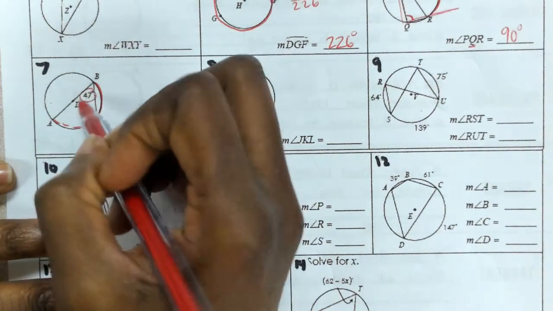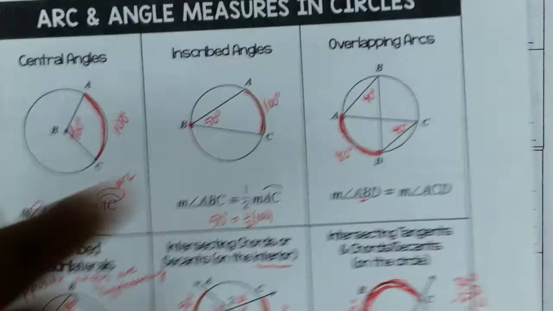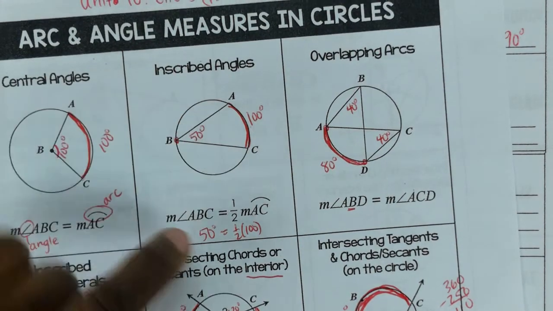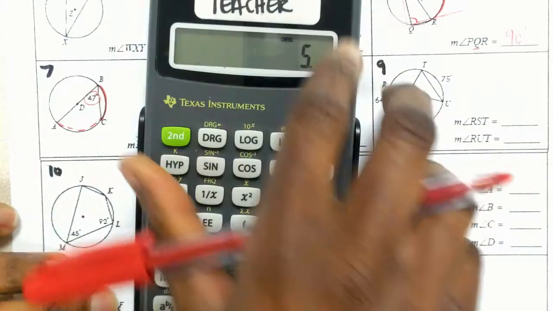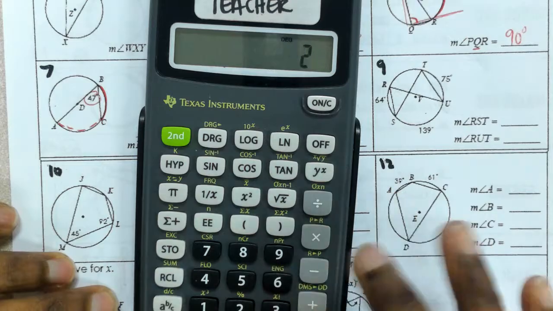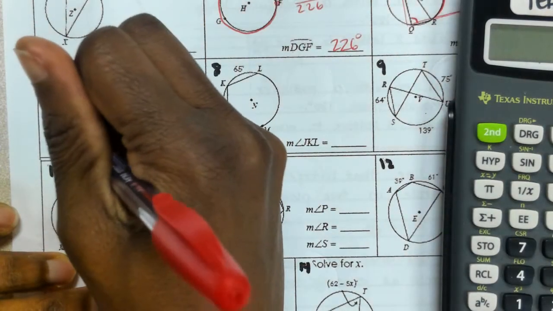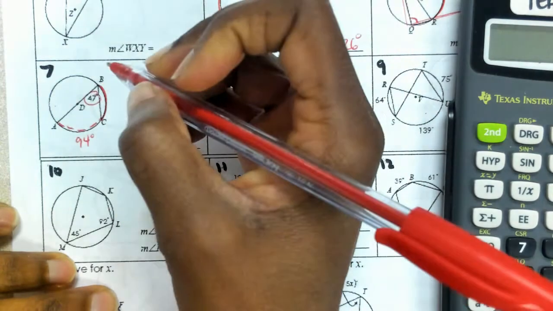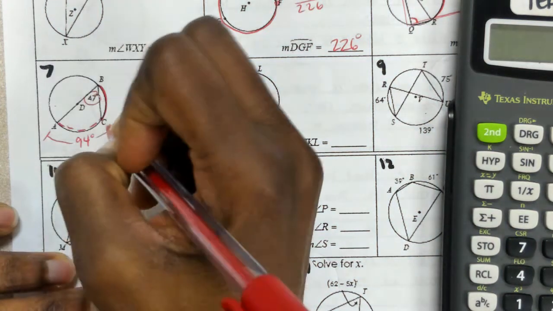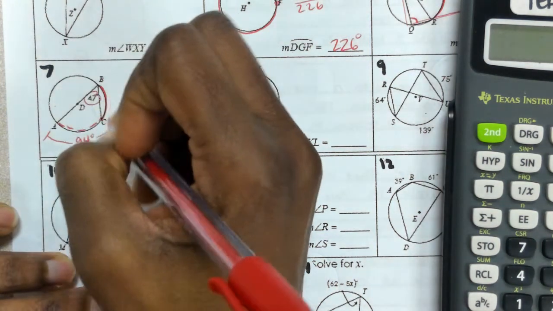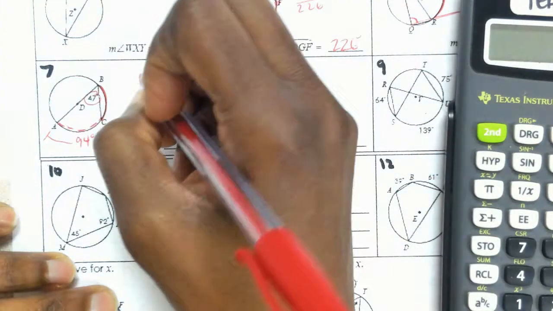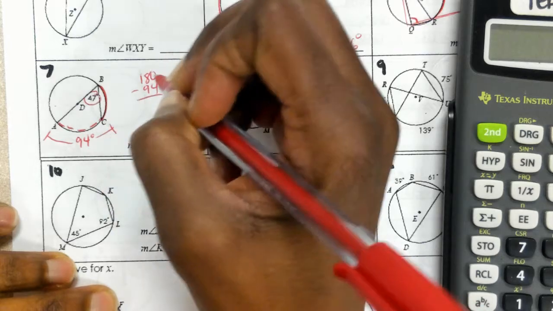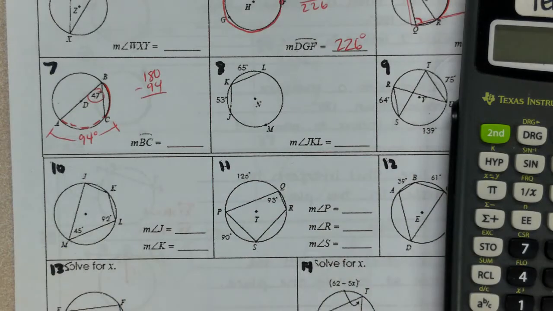So if this angle is 47, it's inscribed, so that means we're going to be using this formula. So 47, and we would be multiplying it by 2 to get the arc. So 47 times 2 is going to give us that this is 94 from A to C. We already know from A to B is 180. So the semicircle would be 180, and we want to subtract out the 94 that we already know. So that's going to give us 86.